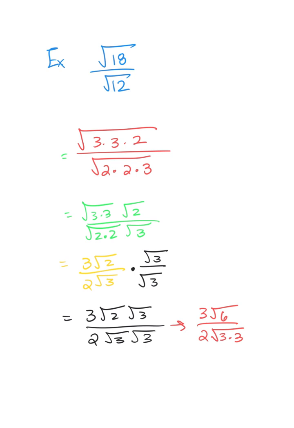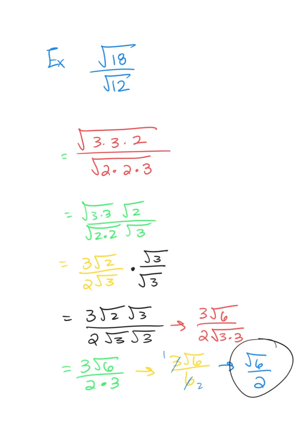The next thing I'm seeing here is that 3 square root of 6 stays there, and on the bottom I get 2 times 3, because that's what I pulled out, which gives me 3 square root of 6 over 6. But I want to simplify because they're going to ask me to simplify. When I simplify, I get square root of 6 over 2, because of the 3 and the 6: there's a 2, and there's a 1. So my final answer is square root of 6 over 2.